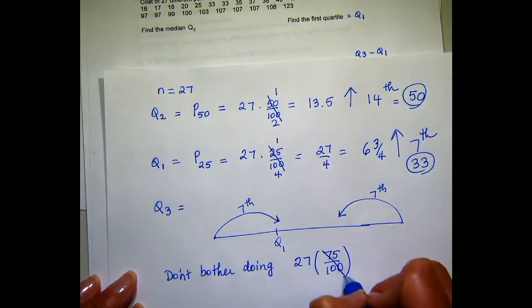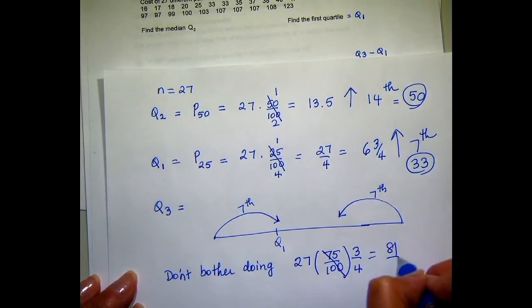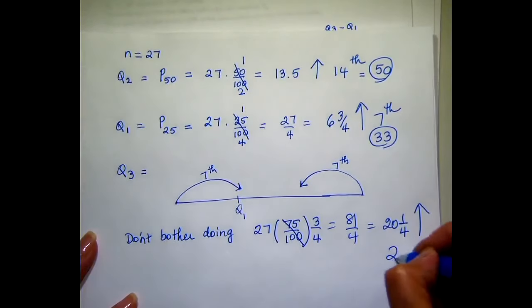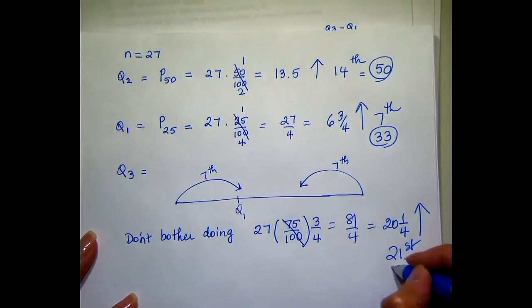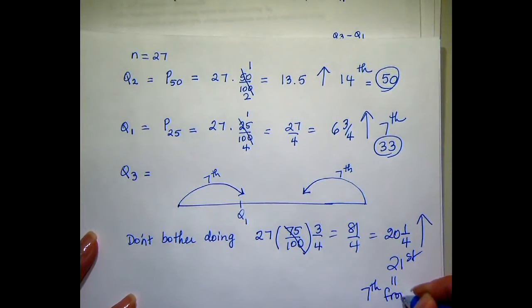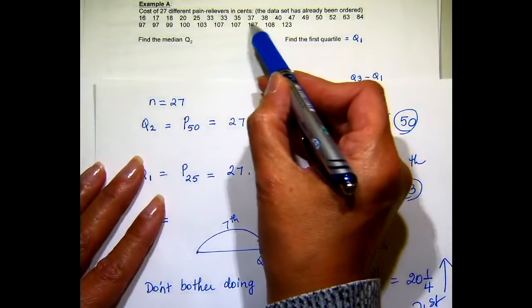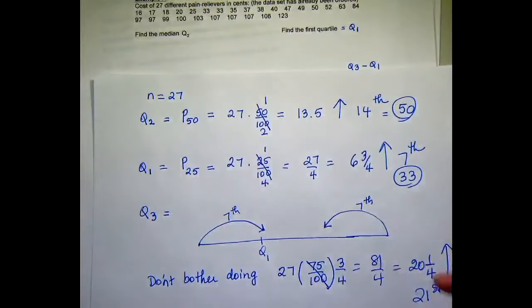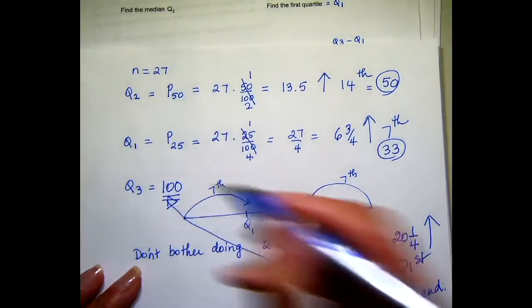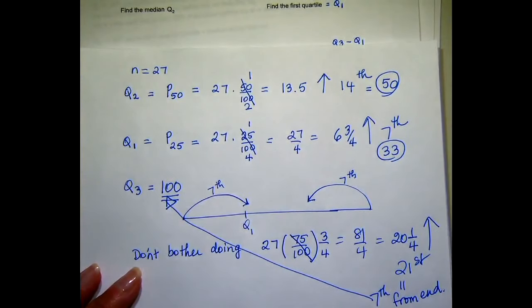You're wasting your time because this is 81 over 4, which is 20 1/4. So you're going to round up to the 21st value, which is the 7th from the end. What's the 7th one from the end? 1, 2, 3, 4, 5, 6, 7. It's 100. Or you could count 21 spaces from the left end. That's up to you.